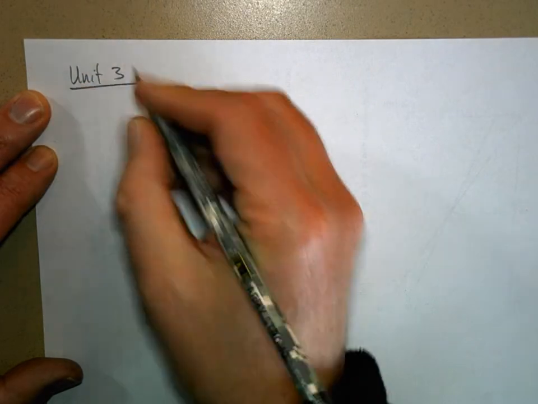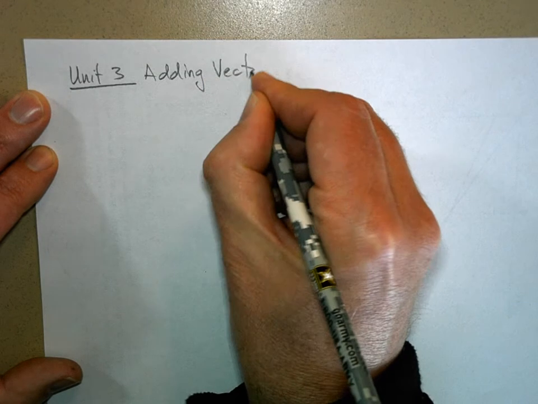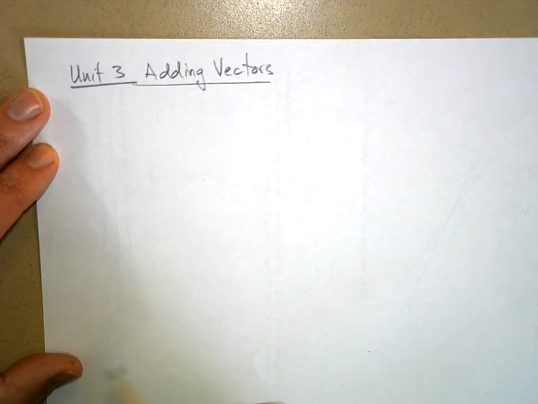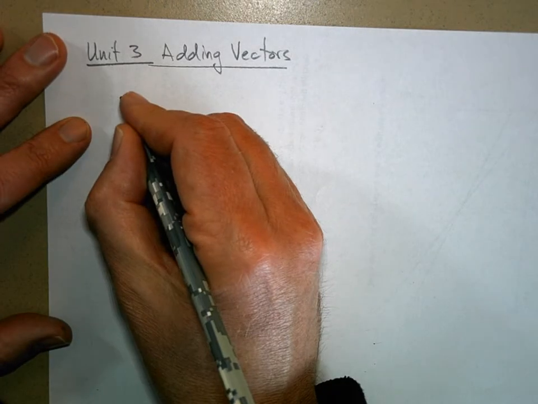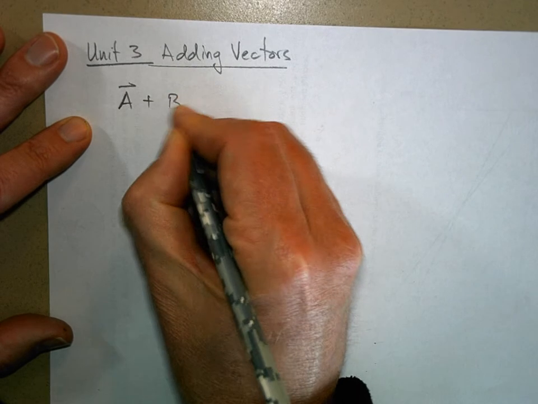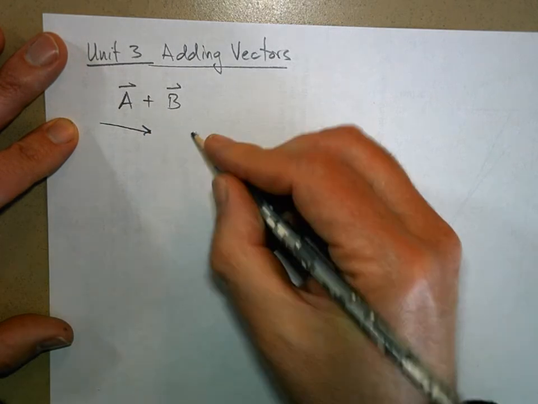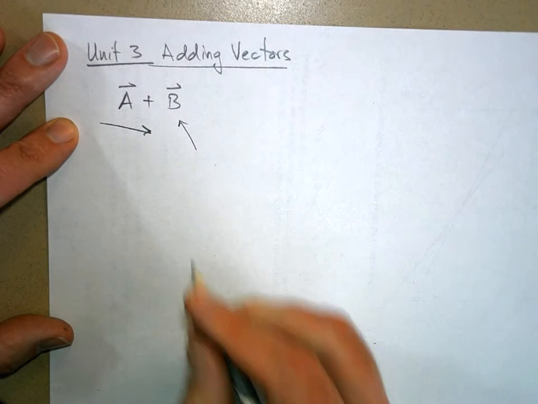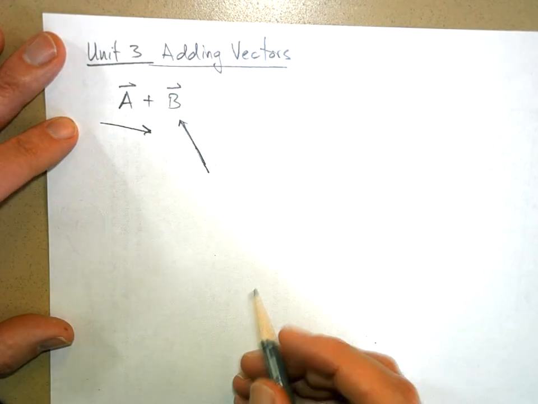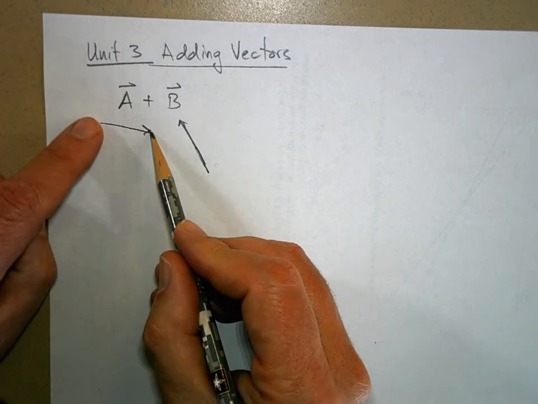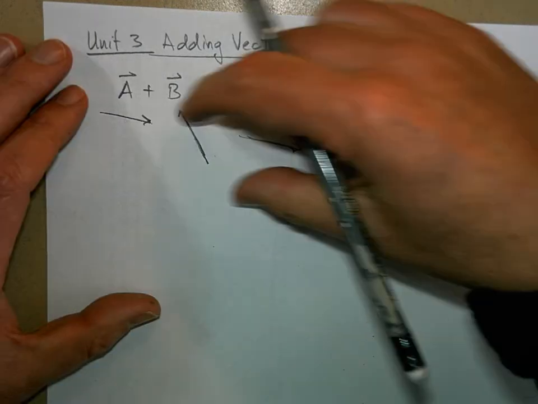So Unit 3 was all about just adding vectors. Okay, and I'm just going to give you two vectors to add together. If you have vector A plus vector B, if you're going to do this graphically, let's say this is vector A, looks like that, and vector B looks something like this. Maybe I'll make it longer. To add them graphically, you hook them up head to tail. Pick up A, put it over here. So I'll rewrite A. And then pick up B and hook it up head to tail with A.